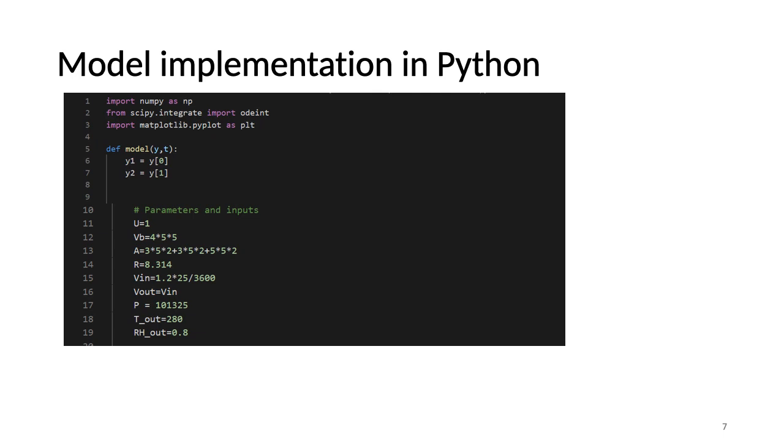A is the inside surface area of the building. R is the gas constant, which is equal to 8.314. V in is the volumetric flow rate of air coming into the building, and it is equal to 1.2 cubic meters per hour per square meter of floor area of the building. Because of that, I have multiplied this by 25, which is equal to the floor area of the building. And I have assumed that the volumetric flow rate of air coming into the building is equal to the volumetric flow rate of air going out of the building. I have specified the pressure, outside temperature, and outside relative humidity as constants.